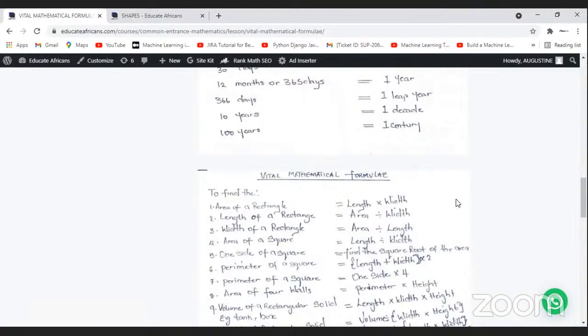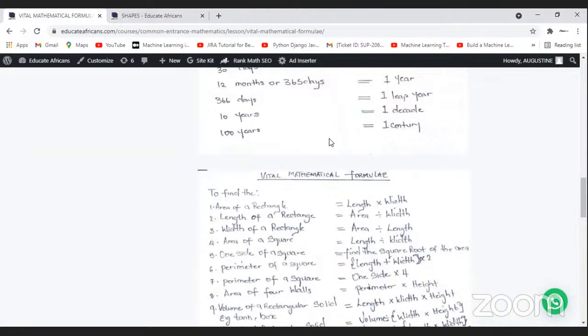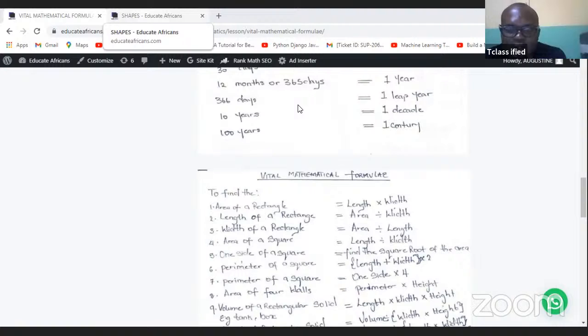The area of a rectangle is length times width. Yeah, length times width. Sorry, I think I misspoke. You wrote there that the area of a rectangle is length times width. Yes, length times width. You are correct.